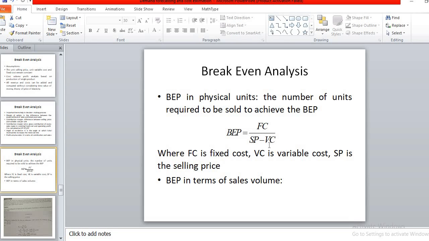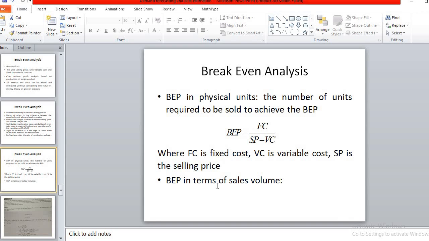And that we can again write down in terms of the sale. So in terms of the sales, it is fixed cost divided by selling price minus variable cost, into selling price. So the break-even point in the sale volume is similar, only we multiply with the selling price, and it will give the break-even point in terms of the sale volume.